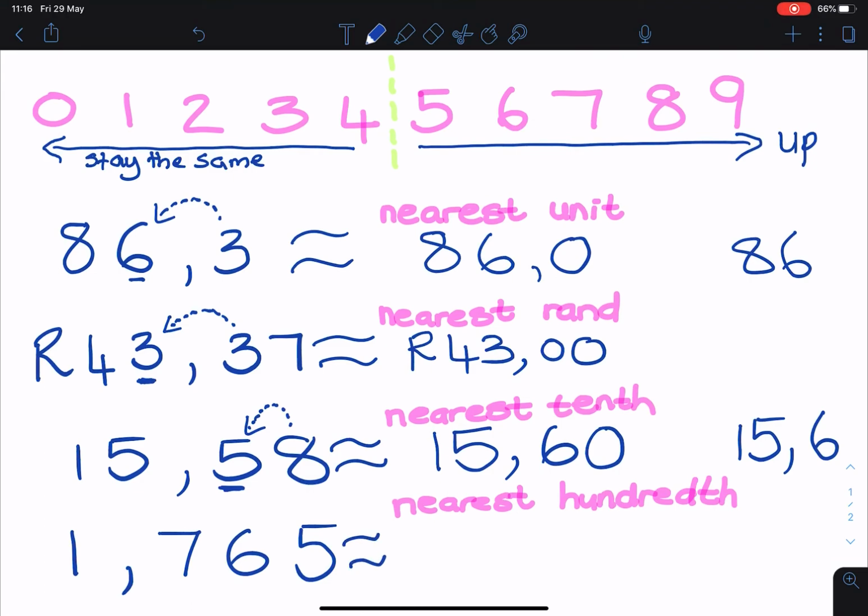Right, last one. 1,765, rounded off to the nearest hundredth. This is the hundredths column, so we are interested in the 6. The 5 is the guy next door, and he tells the 6 to go up. So our answer is 1,77, and the guy next door is a 0. So we could also write it as 1,77.